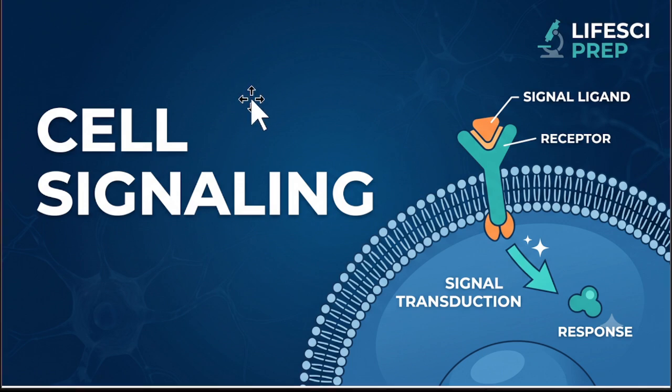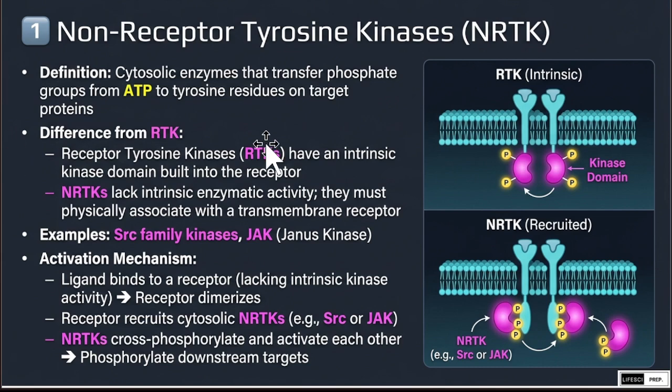So hello students, this is the next class. At last class we studied about RTK and in this class we'll study about the NRTK, non-receptor tyrosine kinase. What is this? It's a cytosolic enzyme that transports phosphate group from ATP to tyrosine residue on target protein.